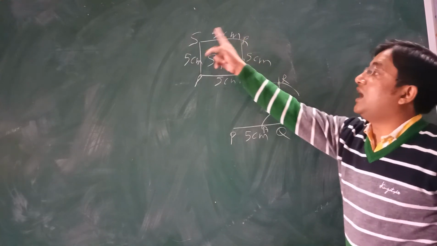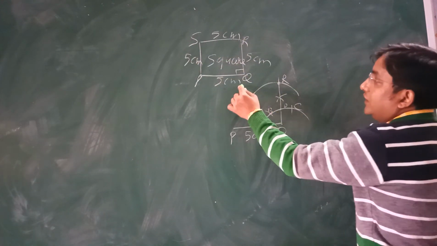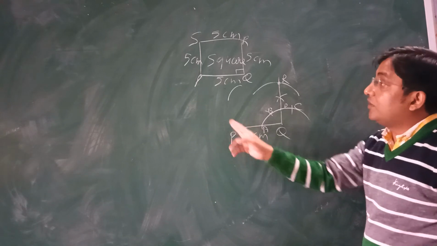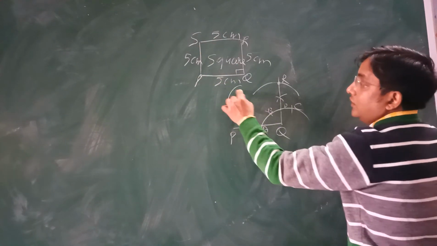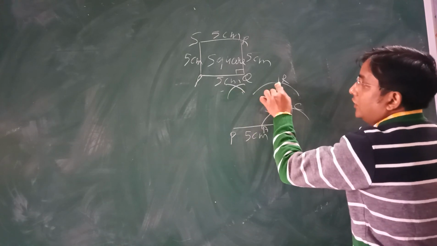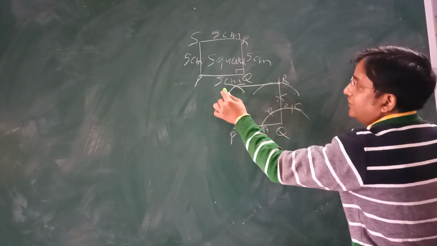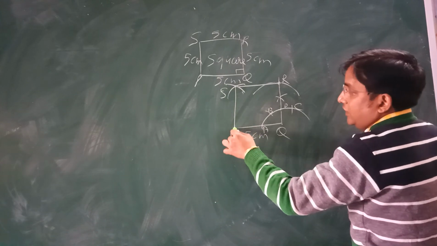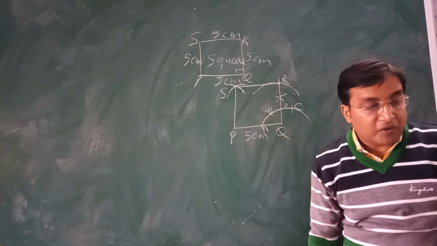Now what is the distance from R to S? It is 5 centimeter. What is the distance from P to S? 5 centimeter. You will get this as S, and join it. You will get the required square.